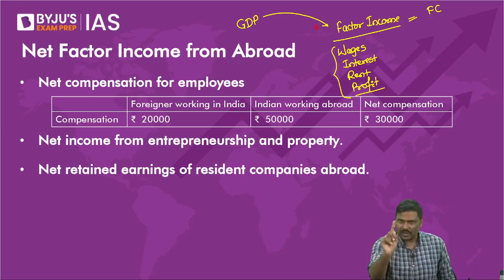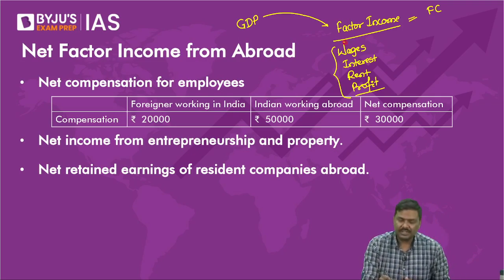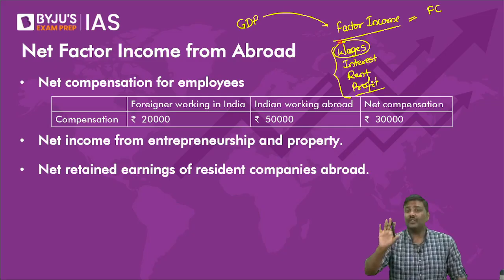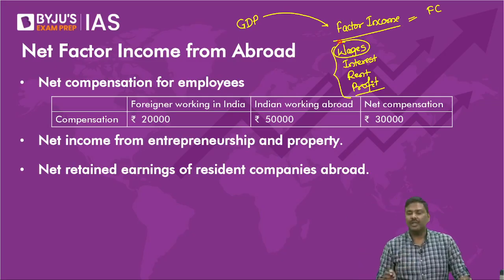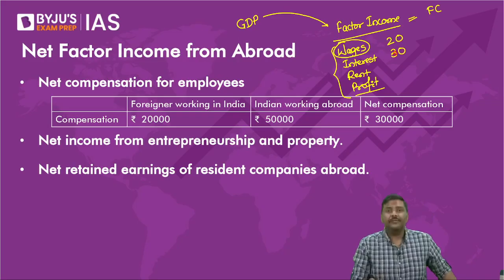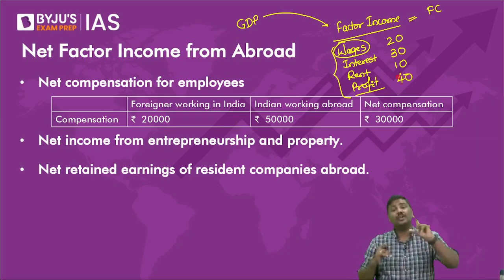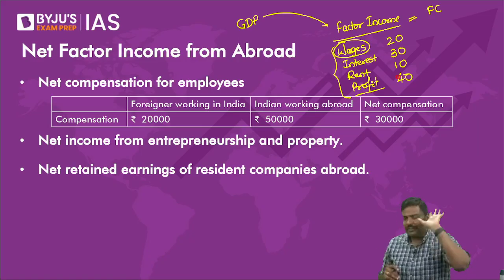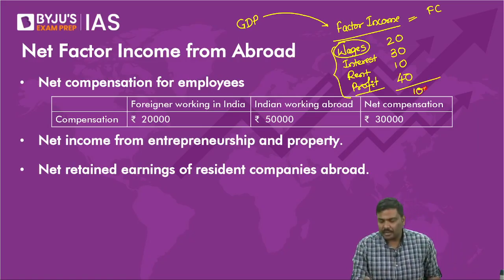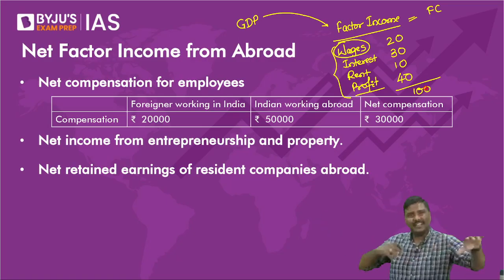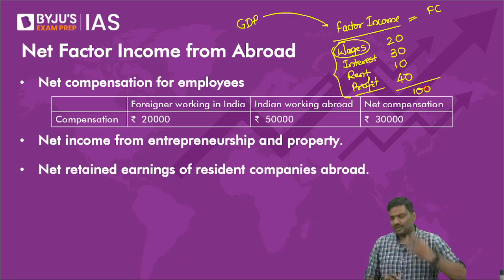Now let me focus on one of them. Let's say wages. Imagine this is how you have calculated. Wages in India are 20 rupees. Interest is 30. Rent is 10. And profit is, let's say, 40. Simple numbers so that you understand it. Wages 20, interest 30, rent 10, profit 40. What is the GDP of India? 100 rupees. Again, don't say, sir, taxes are there. Let's focus on this. 100 rupees.